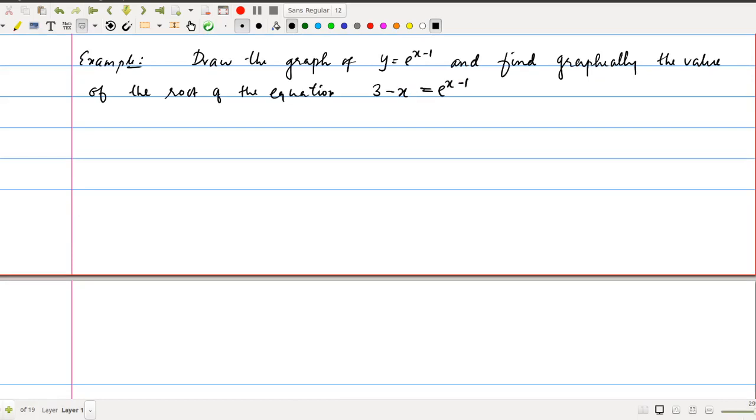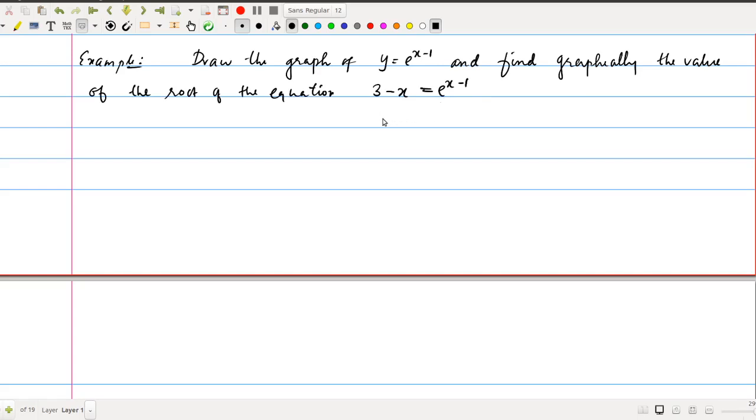Now we will discuss a problem from the textbook. So this is not so simple a problem. So first of all, we consider the question: draw the graph of y equal to e to the power x minus 1 and find graphically the value of the root of the equation 3 minus x equal to e power x minus 1. That means you need to consider this as two functions.